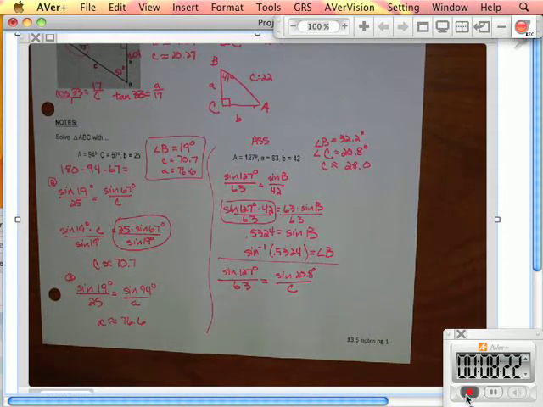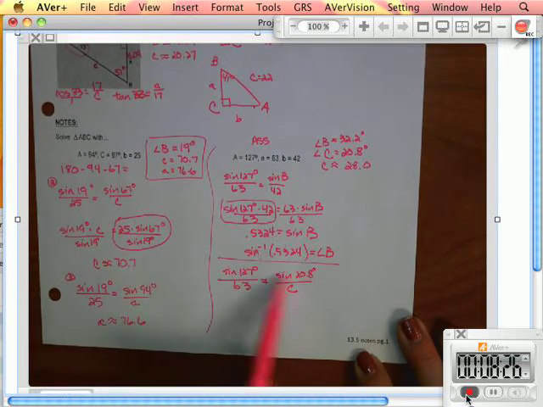So you would cross multiply and find out what C is. Is there any inverse involved in this one right here? No, because you're not looking for an angle measure. You're just looking for a side length. No inverse involved. Okay?